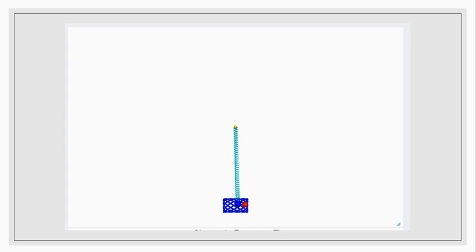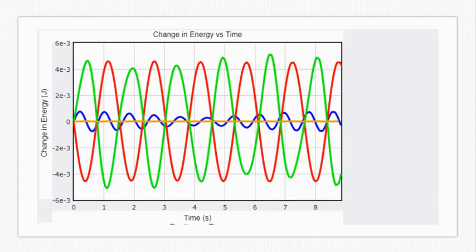So through the tracker data, I was able to get this cool comb-looking oscillation pattern. And then here we have the change in energy versus time. So the blue line here is the kinetic energy, and you can see that oscillating. The red is the gravitational potential energy, the green is the spring potential energy, and then the orange is the total energy. And as you can see, due to the law of conservation of energy, that's staying at 0.